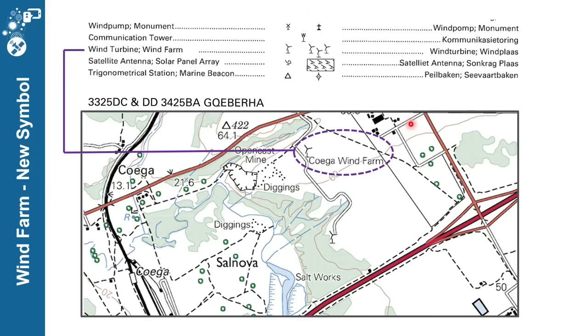There's a wind farm in Gqeberha, and there's a new map symbol. Look at the map symbol there for wind turbine or wind farm. There's the symbol. Older maps that are older than 2 or 3 years old will not have these symbols on, because these wind turbines did not exist. So this wind pump here, which is like an X with a line, this is what we would call a windmill back in the day.